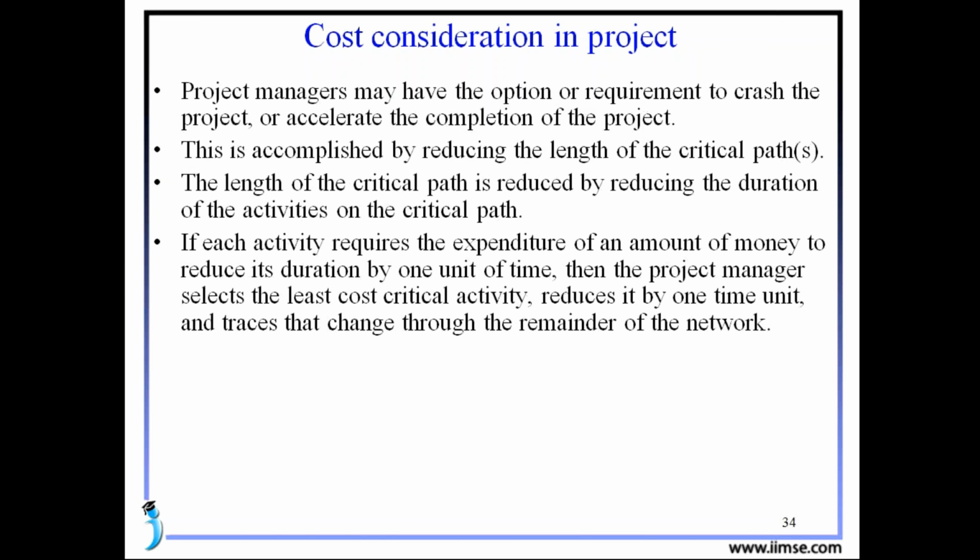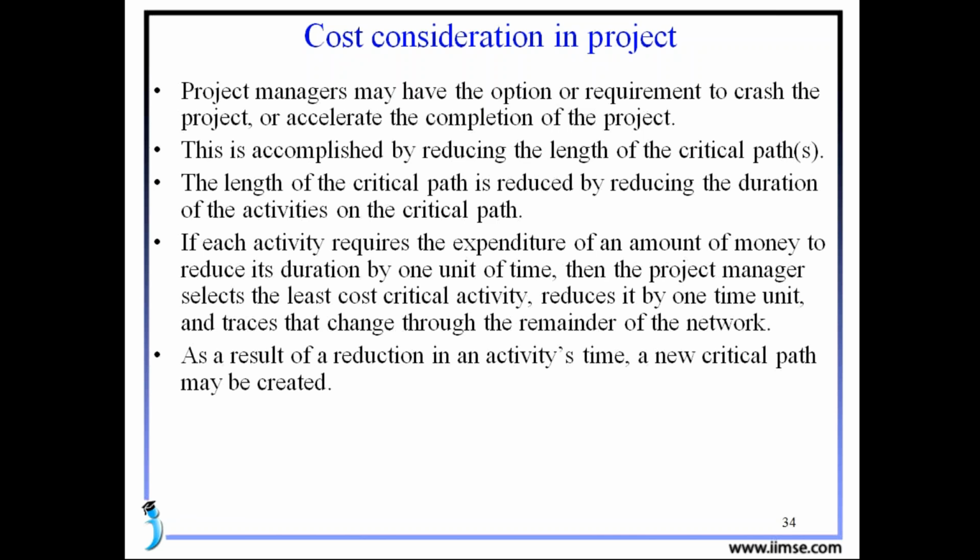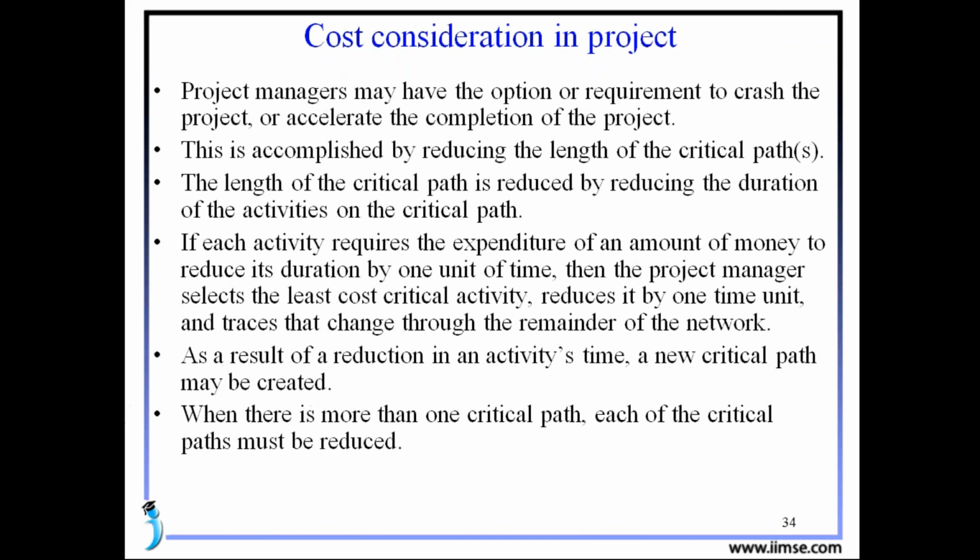If each activity requires the expenditure of an amount of money to reduce its duration by 1 unit of time, then the project manager selects the least cost critical activity, reduces it by 1 time unit, and traces that change throughout the remainder of the network. As a result of a reduction in an activity's time, a new critical path may sometimes be created. When there is more than one critical path, each critical path must be reduced.